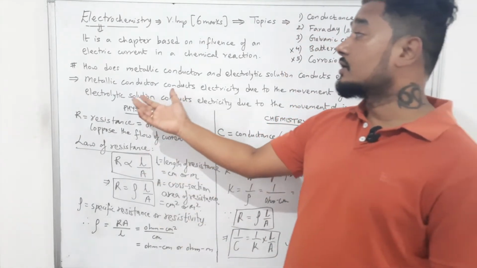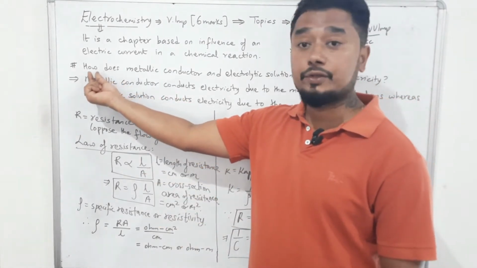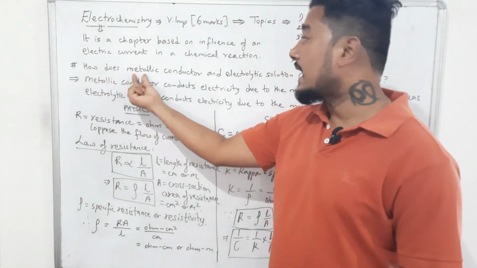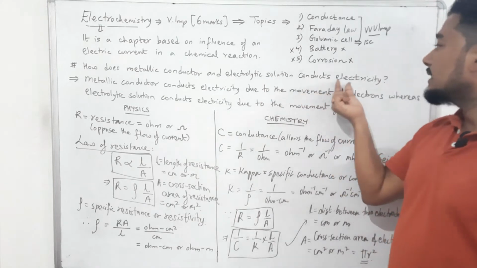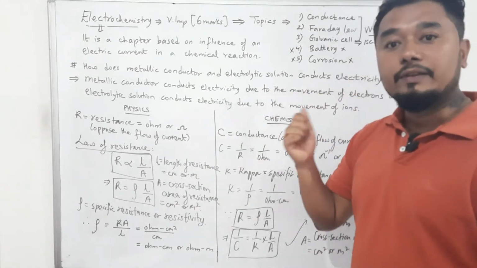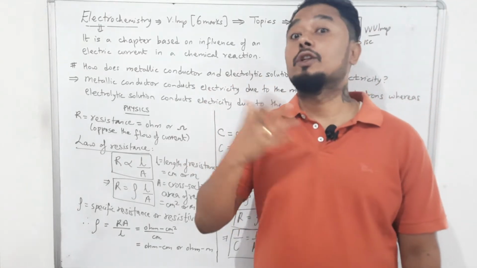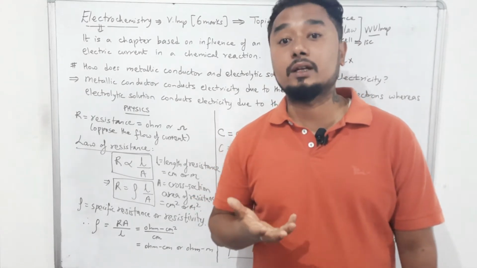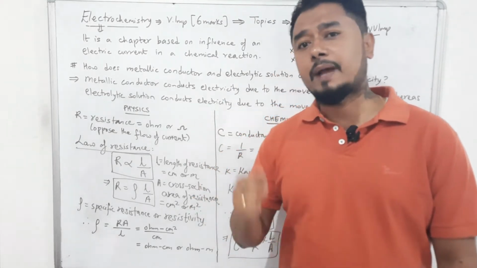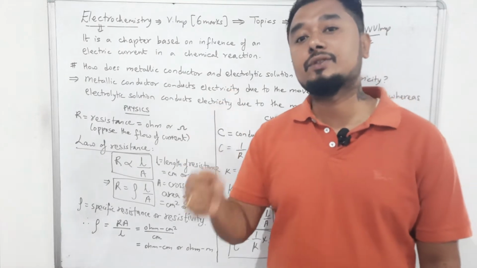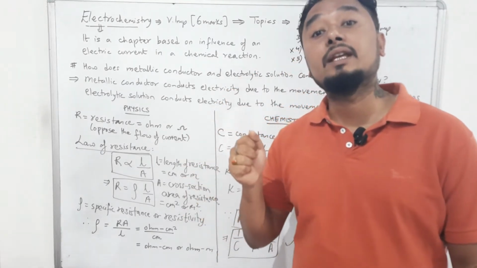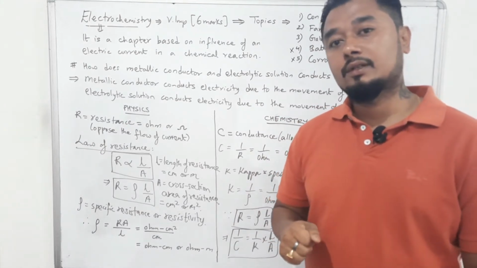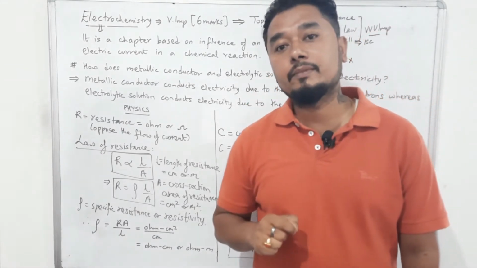Now, before we start the topic, let us see this part. One question for you all: how do a metallic conductor and an electrolytic solution conduct electricity? Even metal conducts electricity, even the solution conducts electricity, but how do they conduct? Do remember students, metallic conductors conduct electricity through movement of electrons, because metal contains electrons in them.